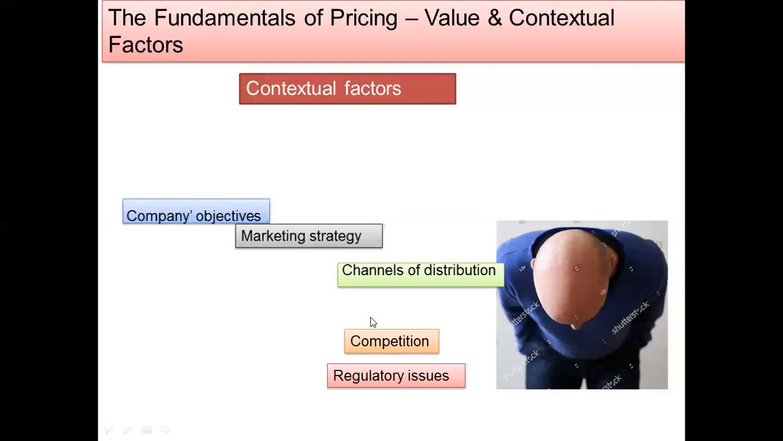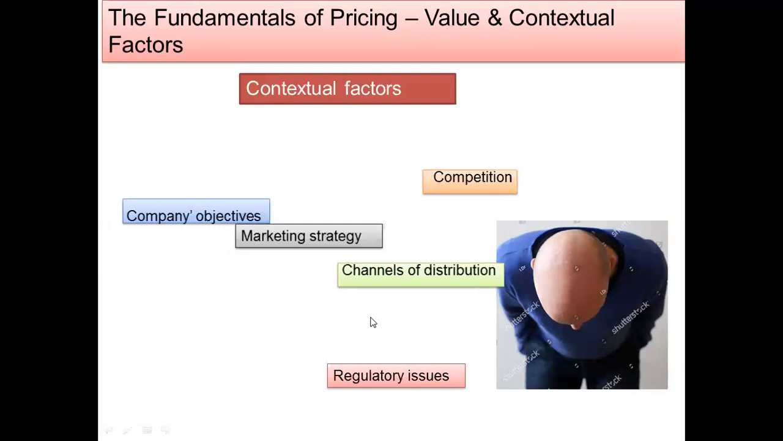Then we have the distribution channels. The channels of distribution can result in price escalation. All the middlemen involved in carrying your product to the customer are going to make some money out of it. So if you cannot sell direct, you should ensure that the product is still priced correctly and competitively when it reaches the customers.